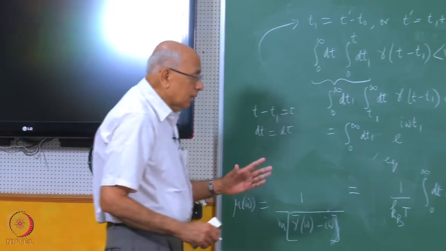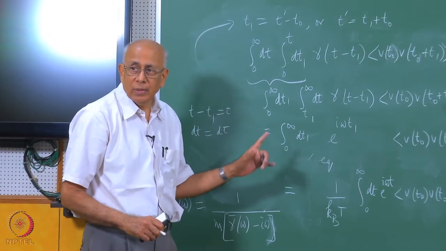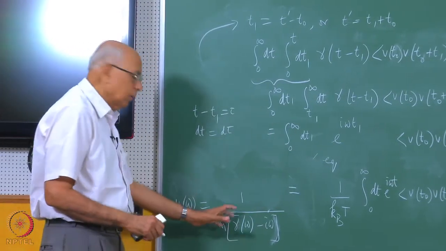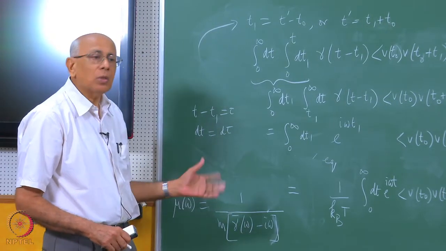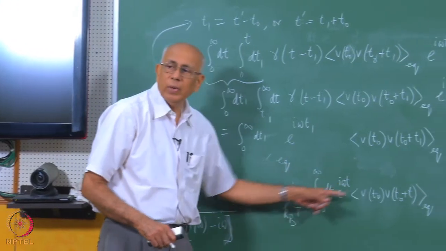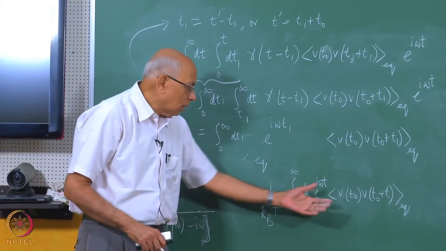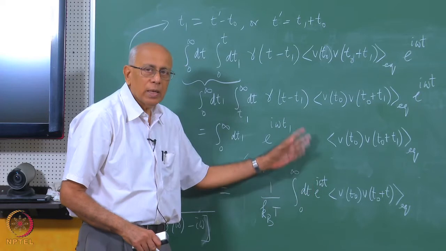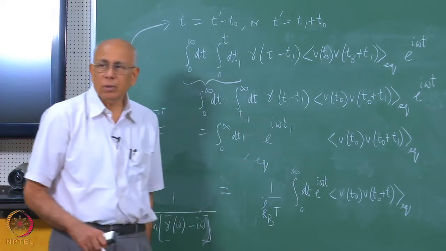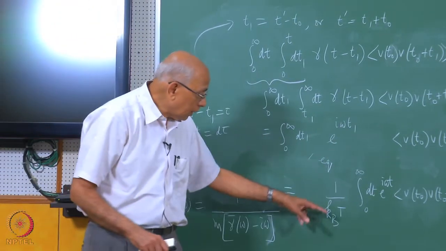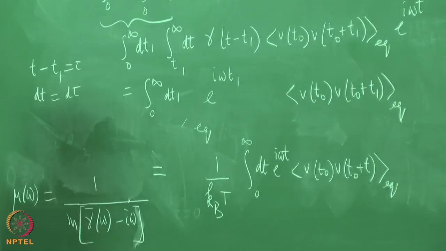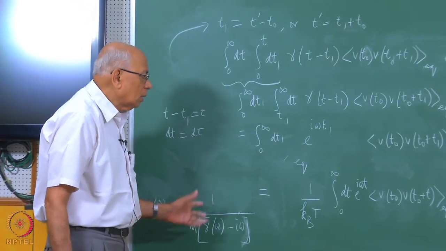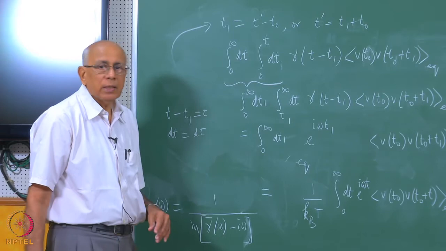So we've actually established directly from the Langevin equation that the mobility on the one hand is given by this. On the other hand, the same equation says it's also equal to this integral, this correlation function weighted with e to the i omega t integrated from 0 to infinity, with a 1 over kT, which is exactly the linear response theory formula. Okay. So the model is consistent with linear response theory. This is sometimes called the first fluctuation dissipation theorem.